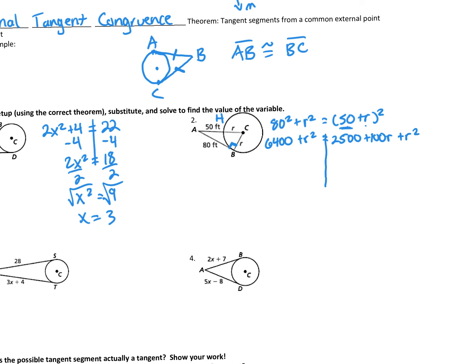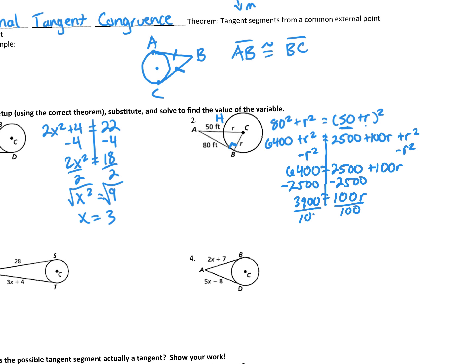I'm just going to go through the steps. I'm going to subtract r squared to both sides. This gives me 6,400 equals 2,500 plus 100r. I'm going to subtract 2,500 to both sides, which is 6,400 minus 2,500 gives me 3,900 equals 100r. If I divide both sides by 100, r then is just plain old 39.